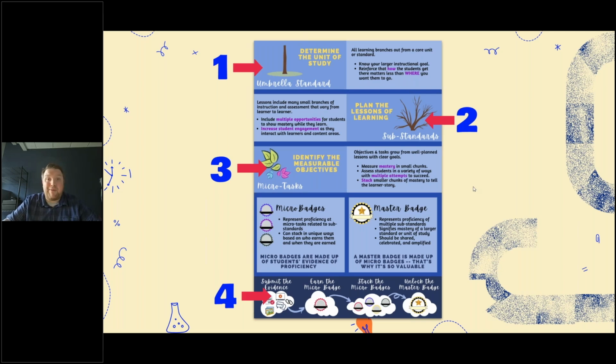And once you earn a number of micro badges, you've mastered that topic or that idea, and you earn that master badge. So when you break it down like this, it can be a really simple system to try to motivate our students and additionally be very effective.